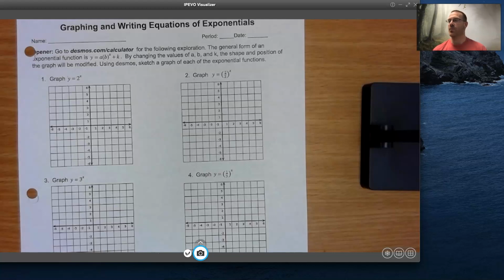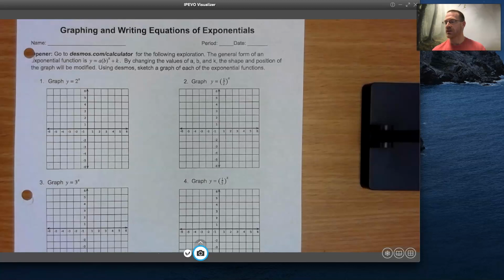All right, so we're back and looking at our last function, exponentials. We're going to be graphing and writing those equations. And just like our prior three functions, we're going to begin with an exploration in Desmos.